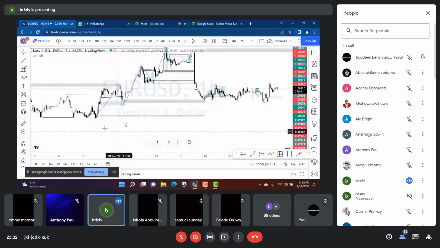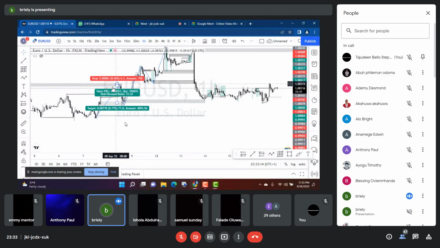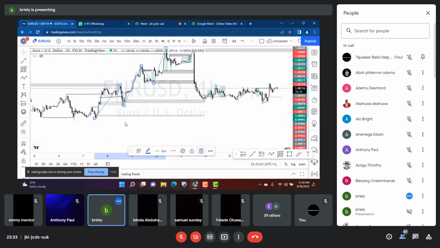Now, substructure. This first move you're seeing from this point is your swing low, and this is your swing high. But within this point to this point, both buyers and sellers, we have a lot of activity around this area. So let me delete this. Let me draw our swing points from here to here.